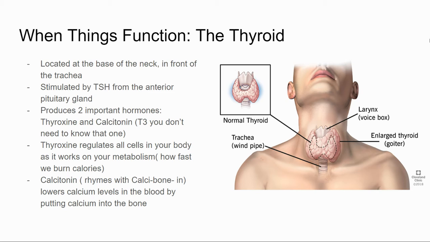Calcitonin, on the other hand, works mainly on bones. We call it calci-bone-in, meaning it takes calcium from your blood and puts it back into the bone. So calcium into the bone, or calcitone-in, putting it into the bone.